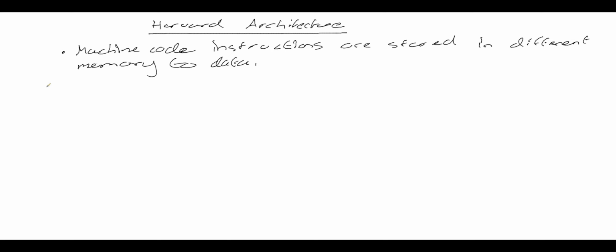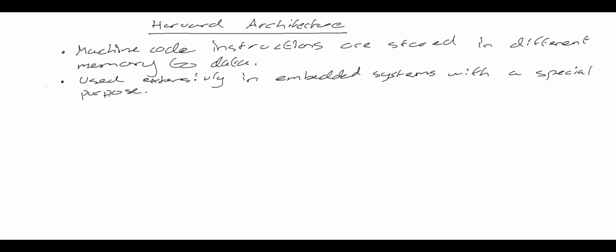So where is Harvard architecture used? Nowadays Harvard architecture is used extensively in the design of computer systems with a specific purpose. So think of your embedded systems, for example. It's not generally used in the design of general purpose computers, such as the computer you may be watching this video on. Okay, so it's used extensively in embedded systems with a special purpose.